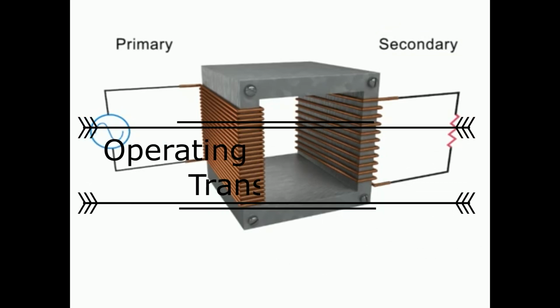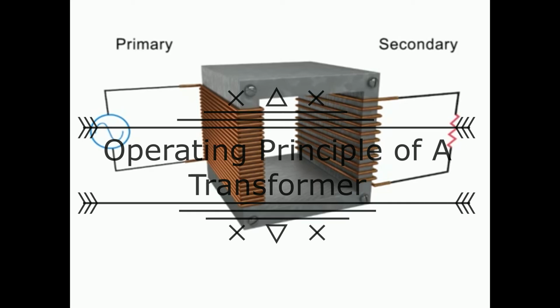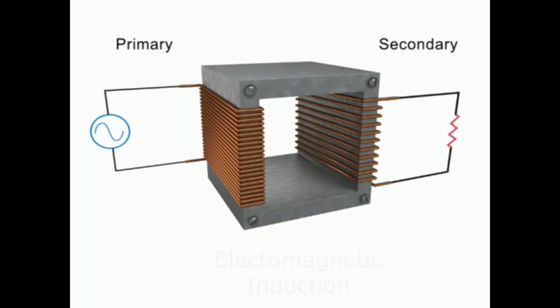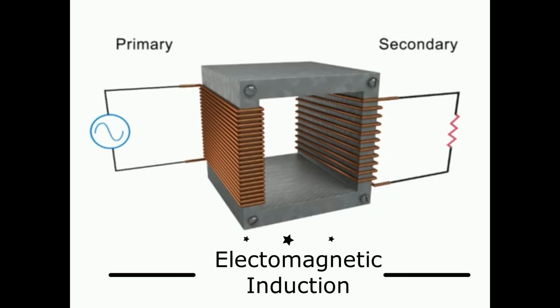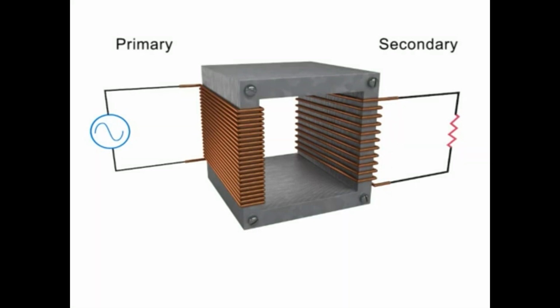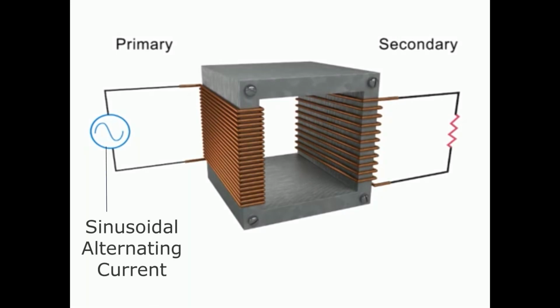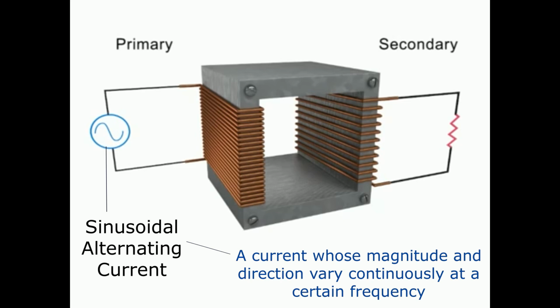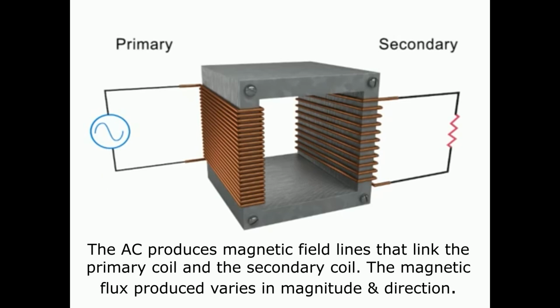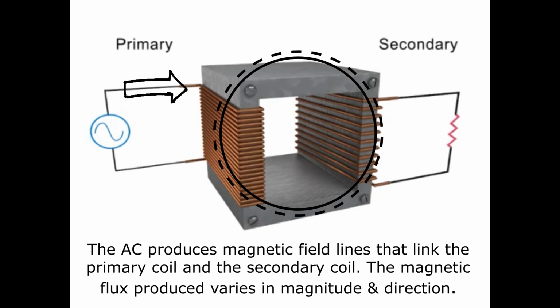Principle of operation of transformer. The operating principle of a transformer is based on electromagnetic induction. The current from the electrical supply that is connected to the primary coil is a sinusoidal alternating current. That is, a current whose magnitude and direction vary continuously at a certain frequency. The alternating current produces a flux or magnetic field lines which link the primary coil and the secondary coil. The magnetic flux produced varies in magnitude and direction.